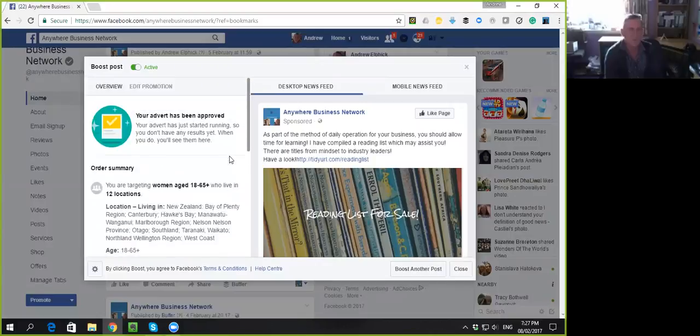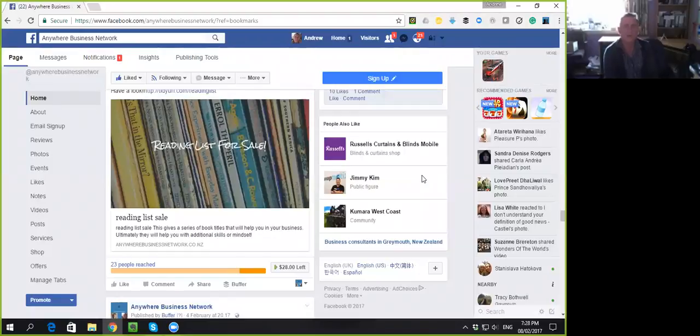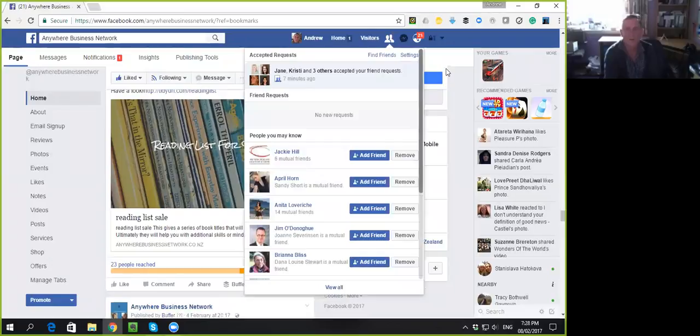Now, the approximate market boost with that was going to be 6,300 people. 6,300 people were going to be able to see the ad for $28. And they were going to be people that I targeted. Try and do that with a newspaper. And try and get the coverage that we took through that.